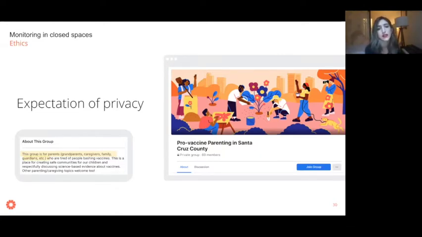So here is an example of a Facebook group that is titled Pro-Vaccine Parenting in Santa Cruz County. It's a private group. It has 69 members, which is quite small, right? So that's something that I notice when I'm looking at a group. If you look at the about section of this group, it says, this group is for parents, grandparents, caregivers, family, guardians, right? So the group has actually outlined who it's for. So if you're not a parent, guardian, or caregiver in Santa Cruz County, that might give you pause before you enter it, right?